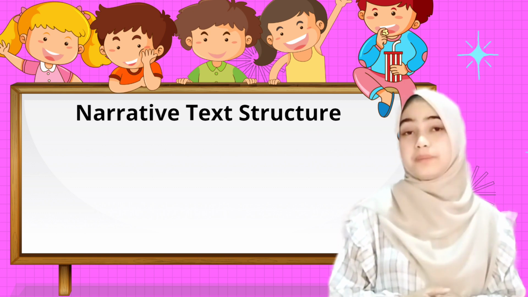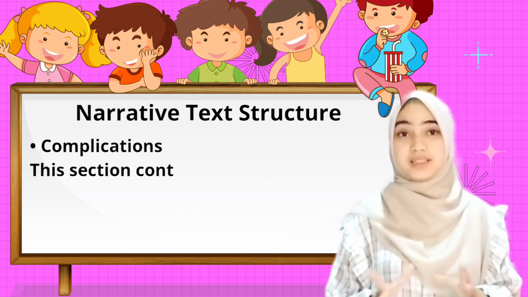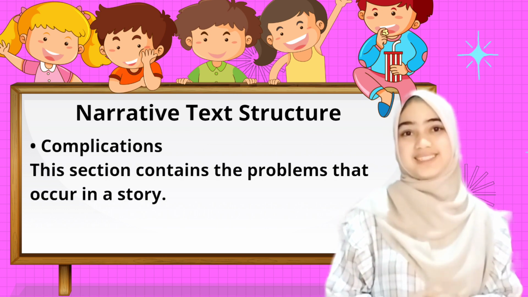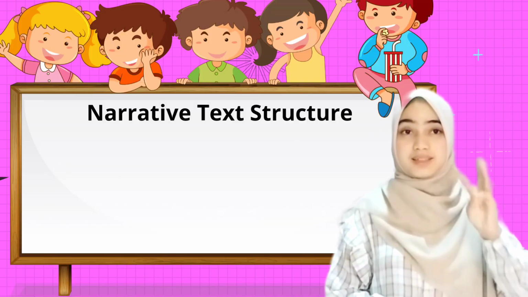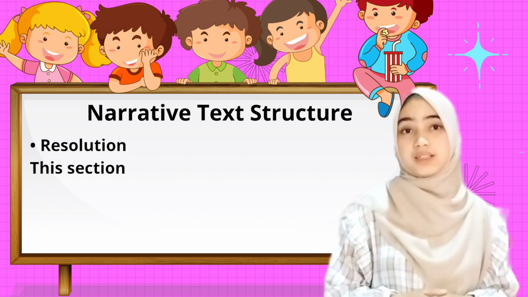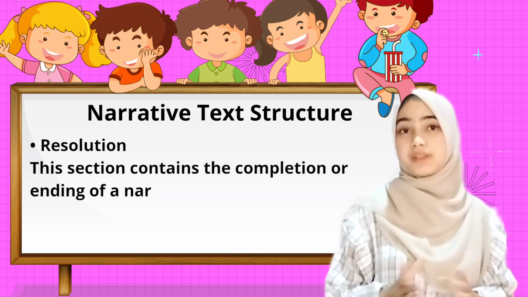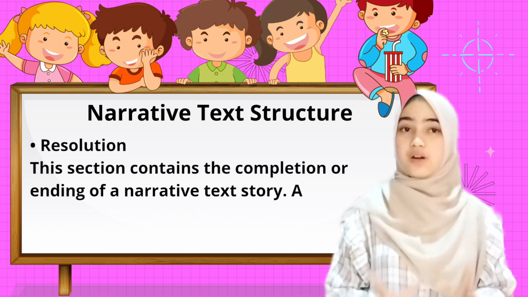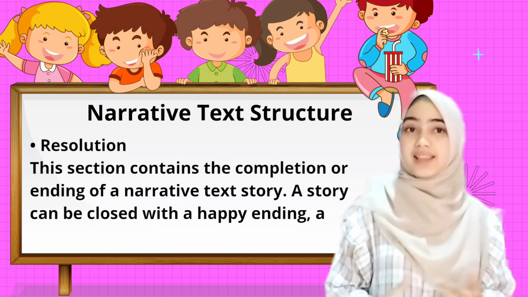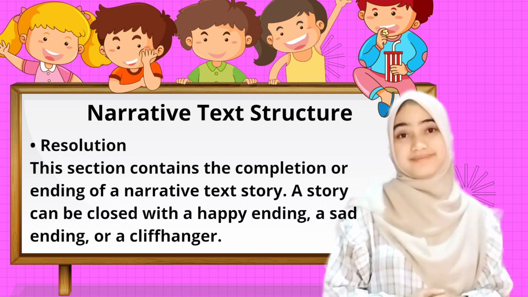Second, complication. This section contains the problems that occur in a story. Third, resolution. This section contains the completion or ending of a narrative text story. A story can be closed with a happy ending, a sad ending, or a cliffhanger.